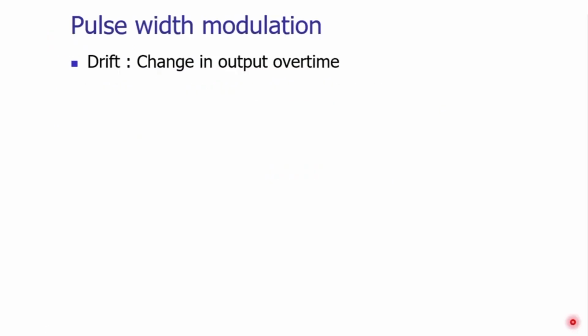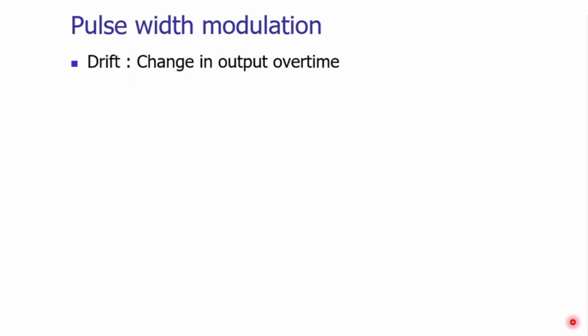Let us continue our discussion on the various signal processing operations. In our previous lecture, we have seen amplification by using operational amplifiers, and we have seen various filtering operations that need to be carried out during signal conditioning. Now, the third important signal processing operation is pulse width modulation.